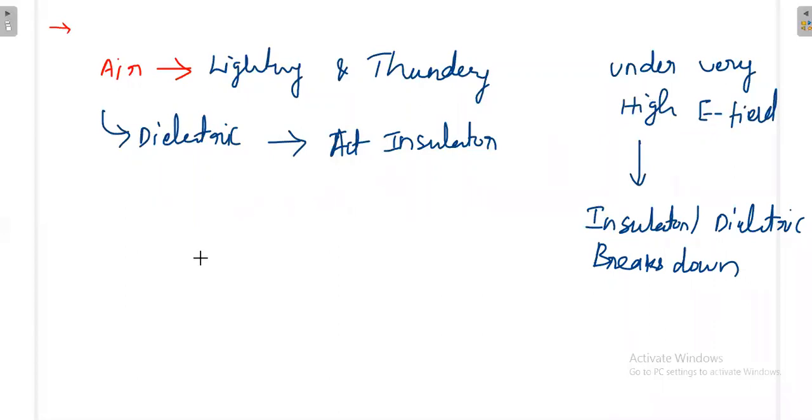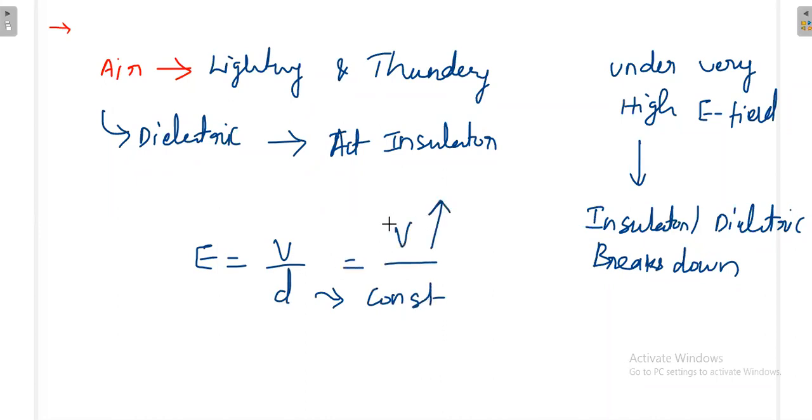When the electric field is very, very high. You know that electric field is equal to V by D. When D is constant, suppose you keep on increasing V, then your electric field also will increase. Finally, definitely there will be the breakdown. That is called dielectric breakdown. So it is very simple: as you increase the electric field value for a dielectric material, there is a breakdown.